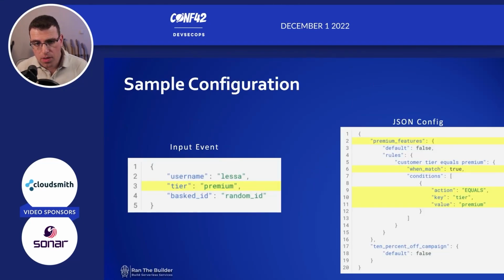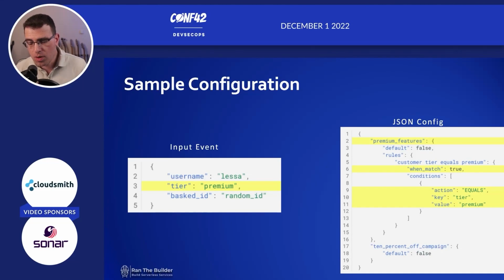So let's take a look at this sample configuration. Let's assume that we have on the left our input event to our Lambda. We have usernames, and each user has a tier. In this case, the tier is premium, but it can also be standard. And on the right, we can see the configuration that we have.